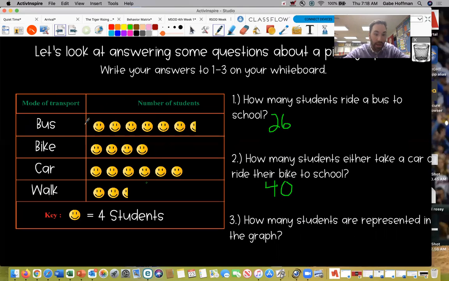That means I'm going to count every single one of these people that's represented. So 4, 8, 12, 16, 20, 24, 26, 30, 34, 38, 42, 46, 50, 54, 58, 62, 66, 70, 74, 75, 76 students are represented, right? I'm using that key and I'm using those pictures to identify the number that represents each category.